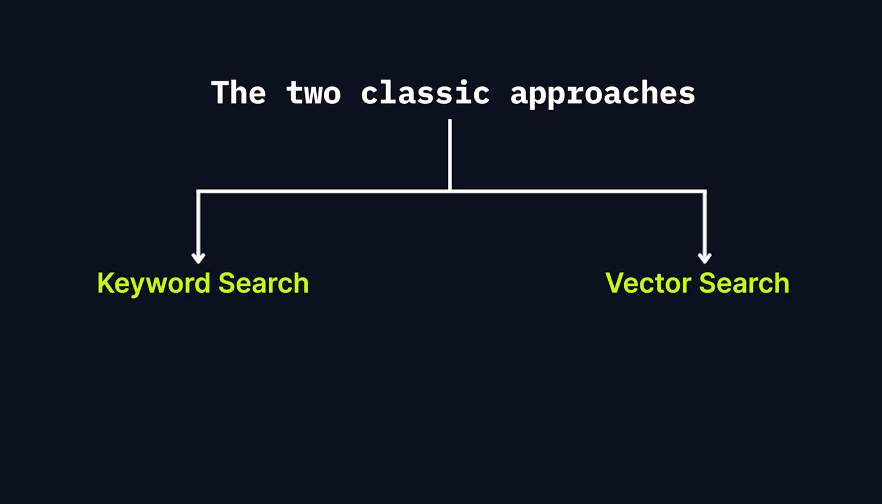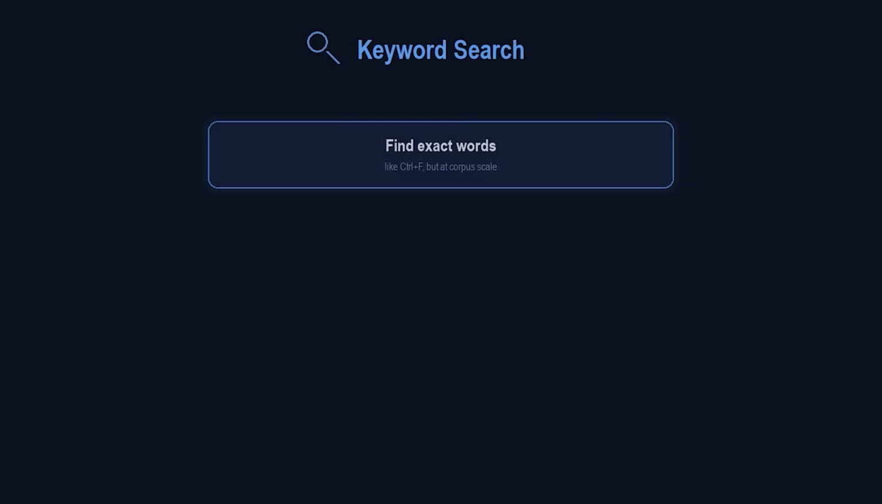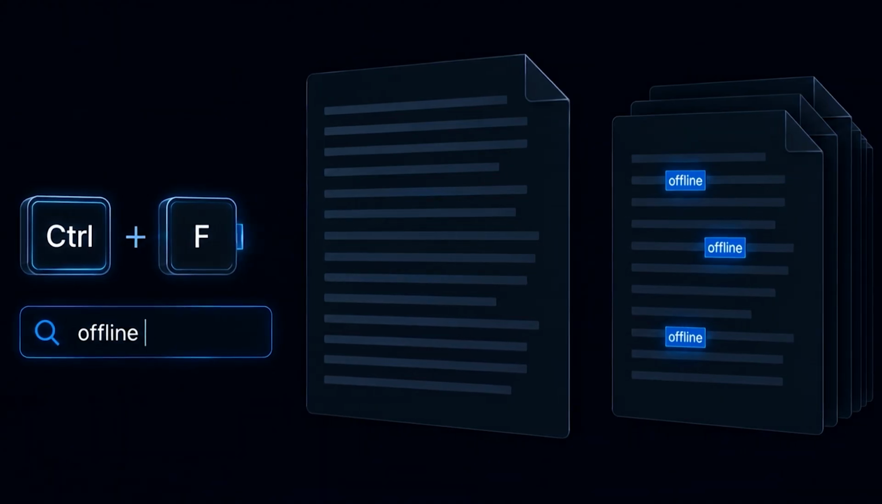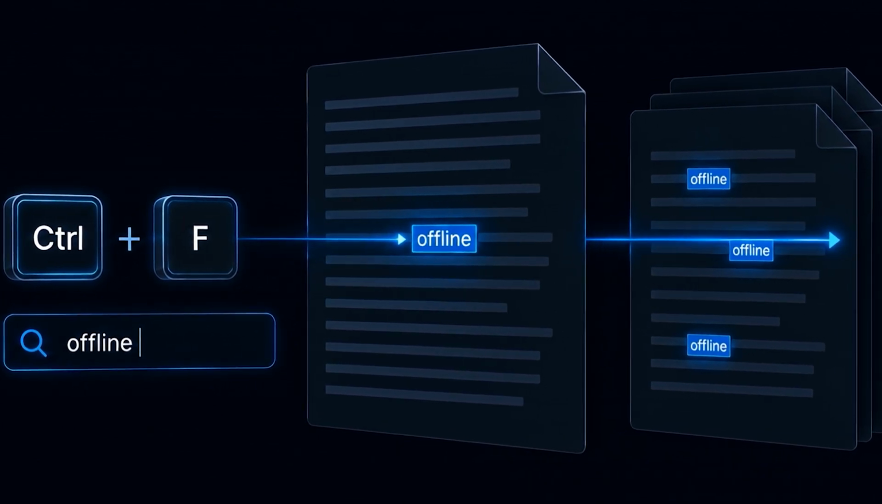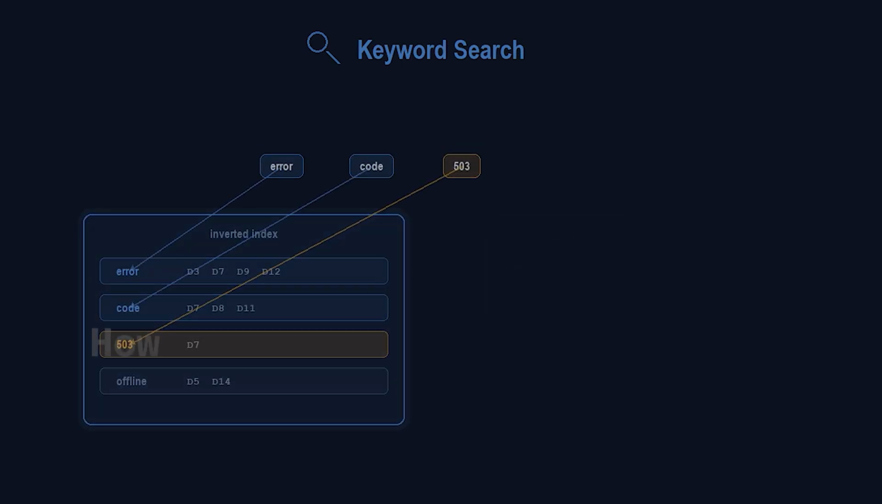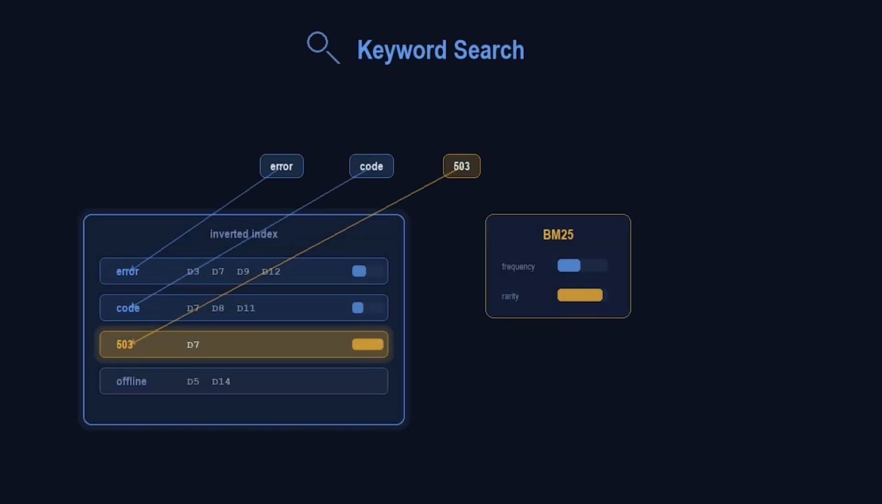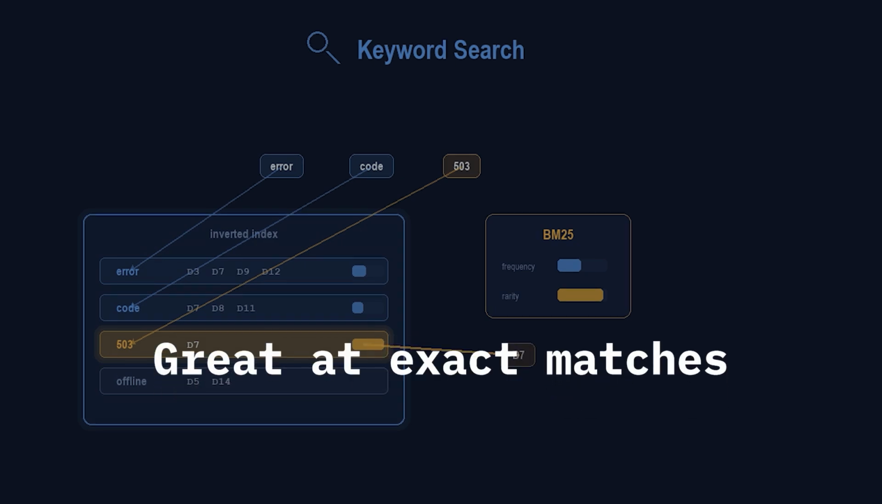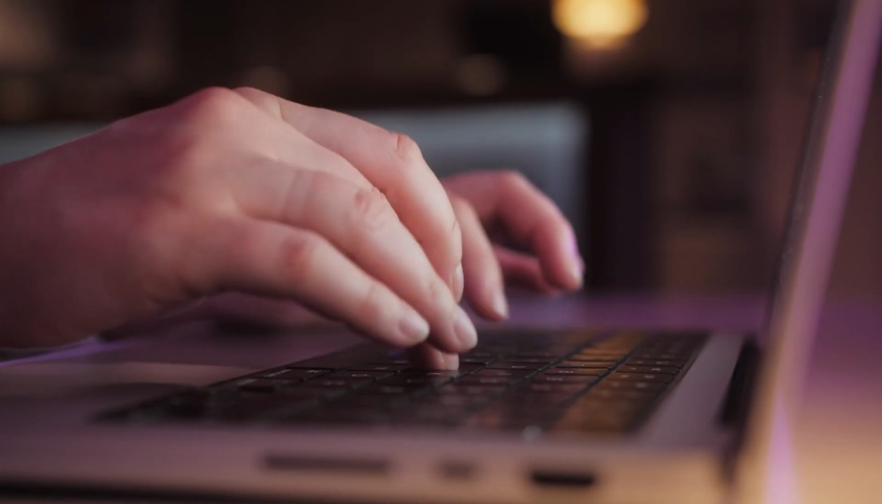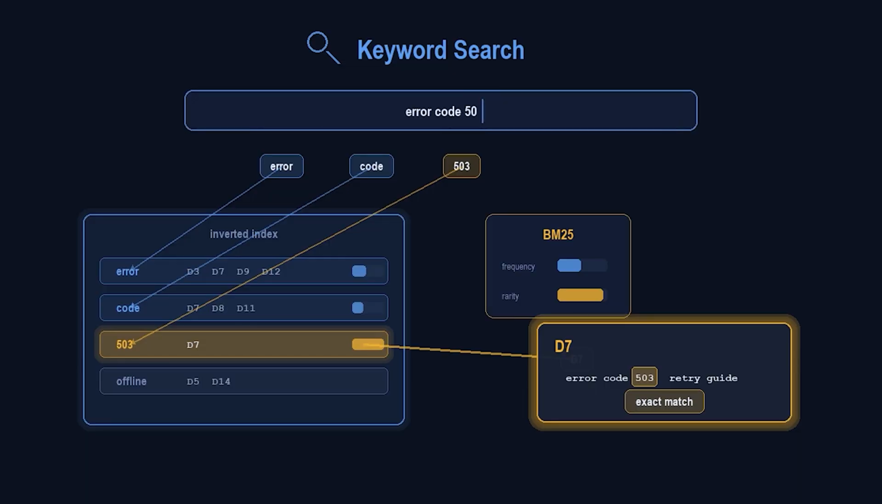Let's start with the old school approach: keyword search. This is the search method that's been around for decades. You can think about it as matching exact words, like Control F, on a huge scale. The classic algorithm here is called BM25, and it works by scoring documents based on how often and how rarely a query term appears. Keyword search is fast, predictable, and great at exact matches. If someone searches for error code 503, keyword search nails it. The exact phrase is either in the document or it isn't.